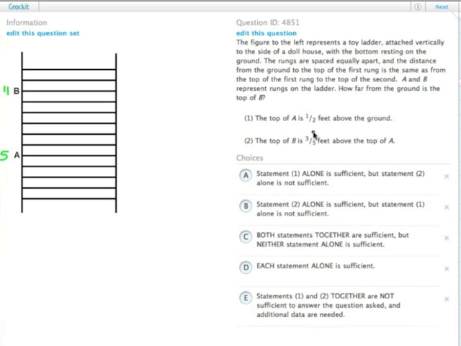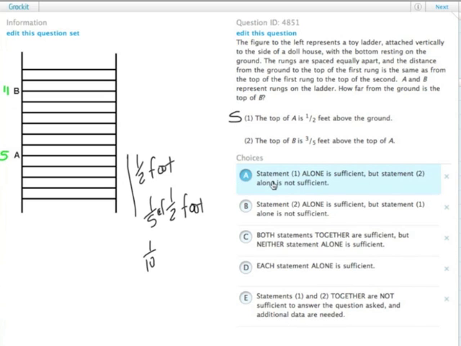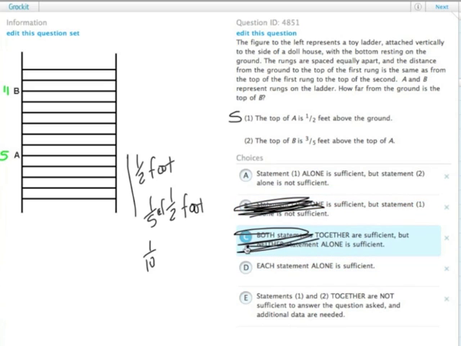Statement 1 tells us that the top of A is 1/2 of a foot above the ground. So if this is 1/2 of a foot, then one rung of the ladder is 1/5 of 1/2 of a foot, or 1/10 of a foot. So if each rung is 1/10 of a foot, B is 11/10 of a foot above the ground. So there we have the distance of B. Statement 1 is sufficient. So we can get rid of B on its own, as well as the insufficient statements.